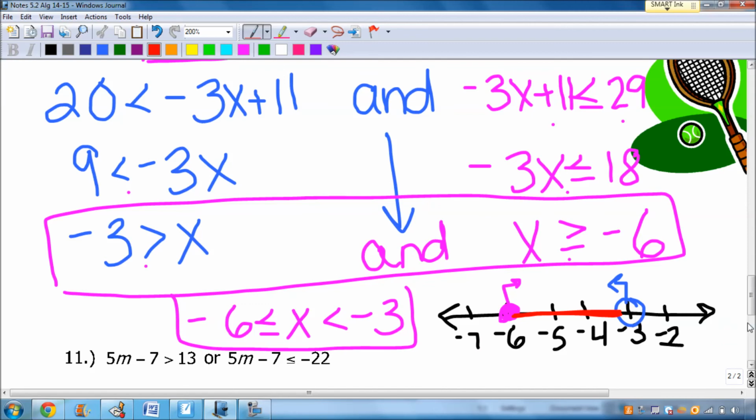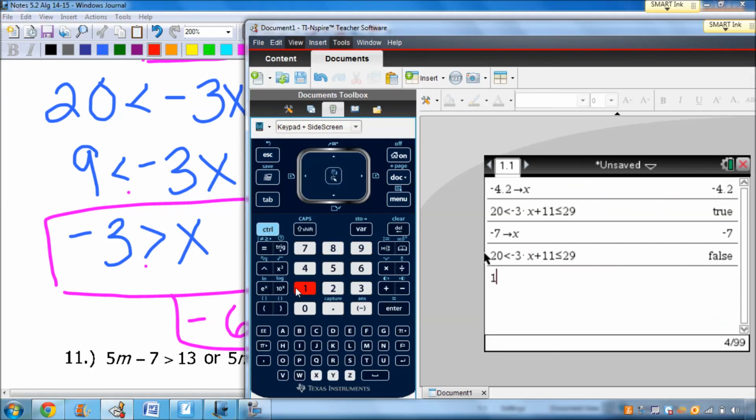Now I'll try maybe like 100. 100's way down here, okay? Again, you can try anything you want that's in that area. So I'm going to say 100, store it in as x, enter. I'm going to go all the way up, enter, enter. It's also false. So I feel more confident now that my answer is correct.